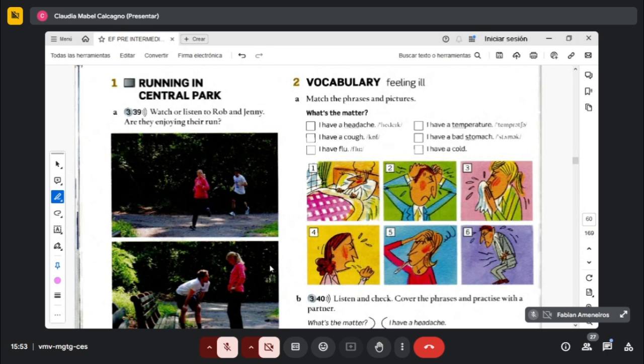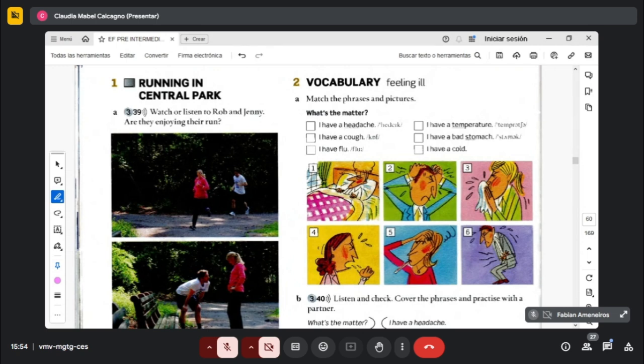Number 4, what is to cough? Tos. No, grip, that is next one. Have the flu. The flu is gripe, number 1. Claro. The flu is number 1.